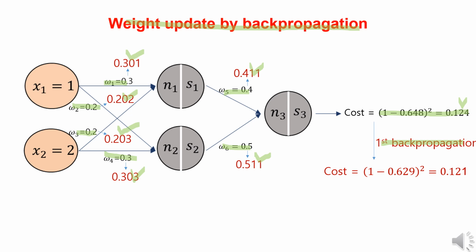These updated weights are shown in red. Using the updated weights, the cost function is recalculated as 0.121, which is lower than the previous cost function value. This demonstrates that backpropagation updates the weights in a direction that reduces the cost function.